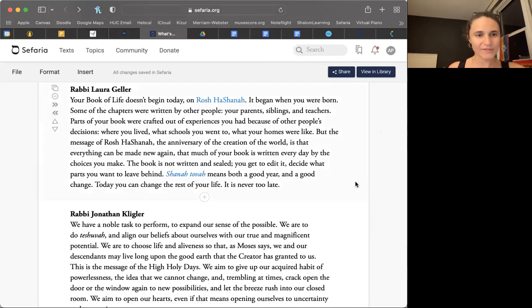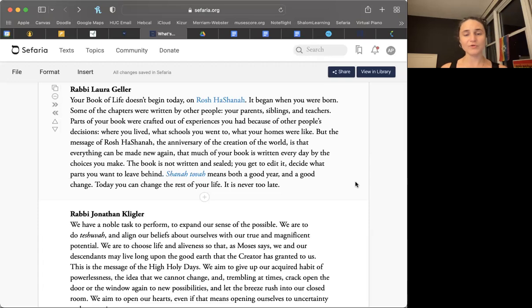Rabbi Laura Geller wrote, "Your book of life doesn't begin today on Rosh Hashanah. It began when you were born. Some of the chapters were written by other people, your parents, siblings, and teachers. Parts of your book were crafted out of experiences you had because of other people's decisions, where you lived, what school you went to, what your homes were like. But the message of Rosh Hashanah, the anniversary of the creation of the world, is that everything can be made new again, that much of your book is written every day by the choices you make. The book is not written and sealed. You get to edit it, decide what parts you want to leave behind. Shana Tova means both good year and a good change. Today, you can change the rest of your life. It's never too late."